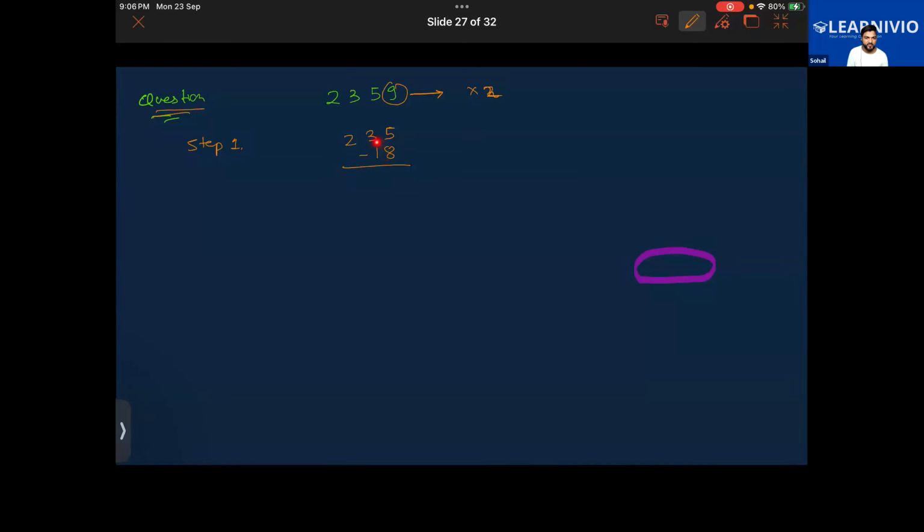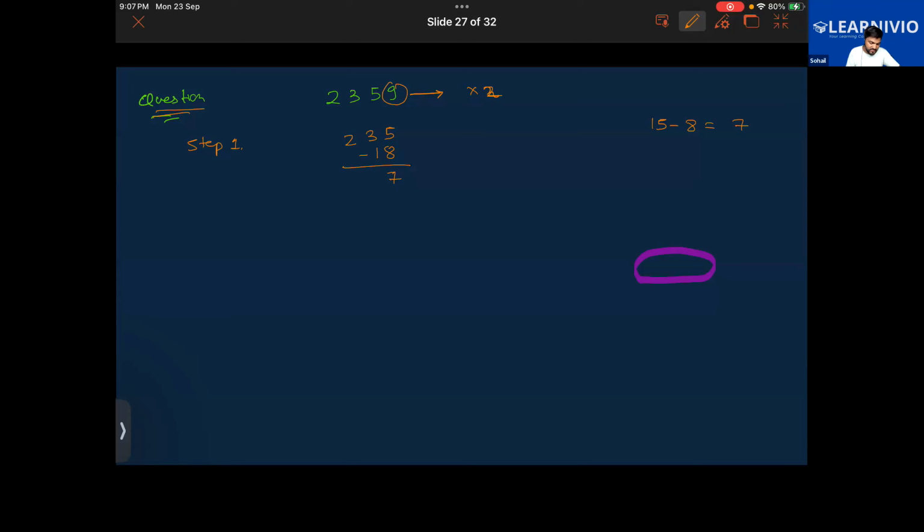8 will be subtracted from 15. You will borrow 1 from 3. 15 minus 8 is how much? It is 28. 15 minus 8, how can it be 8? It's 7, no? See, you're making a basic mistake here. 15 minus 8 is 7, not 8. Okay, Sumaya? Okay.